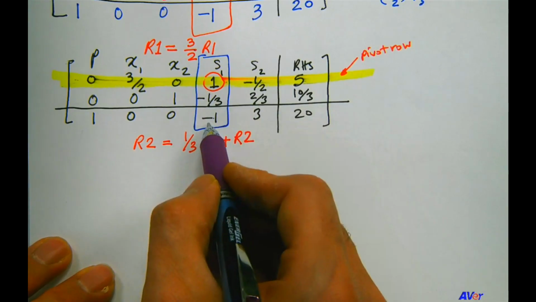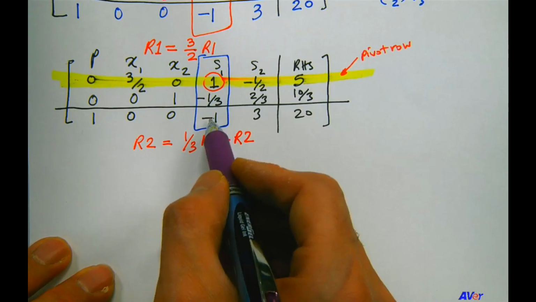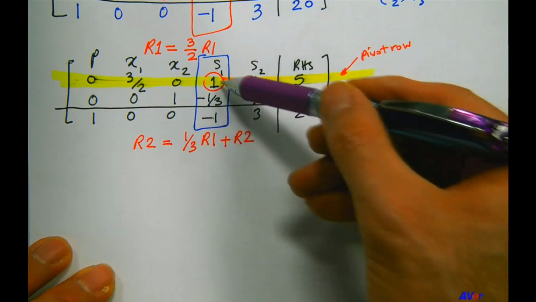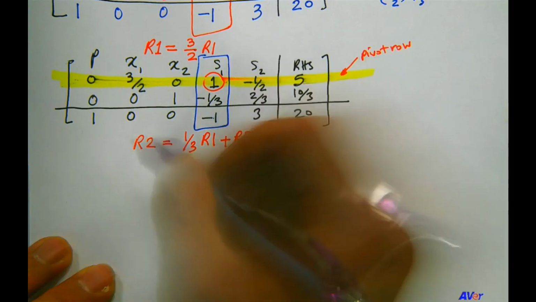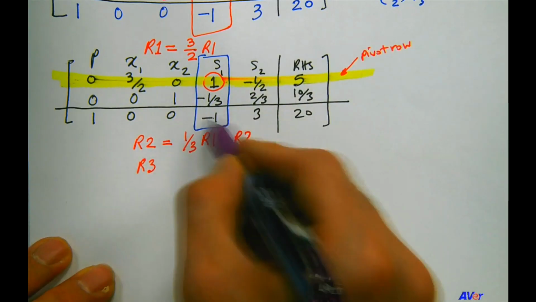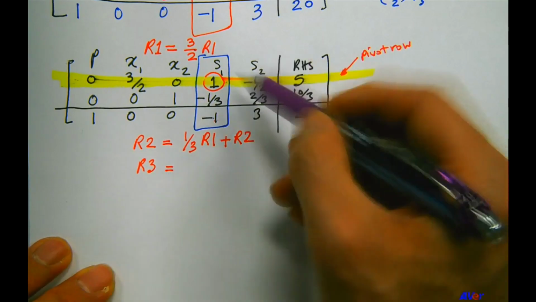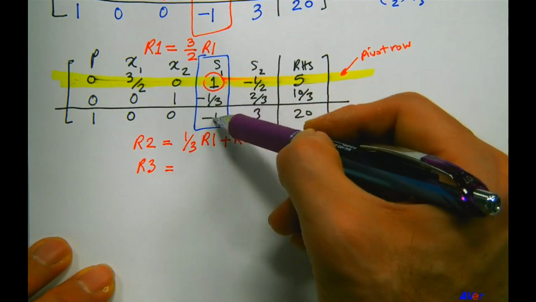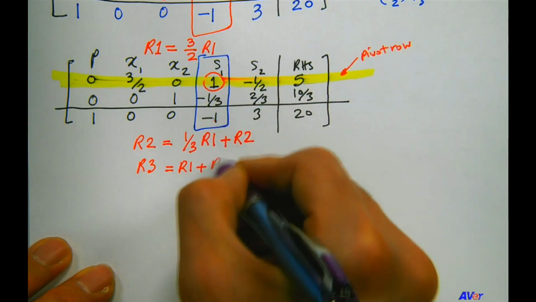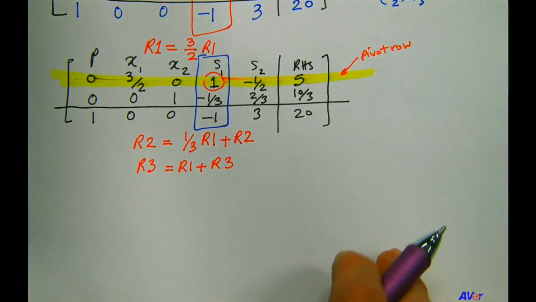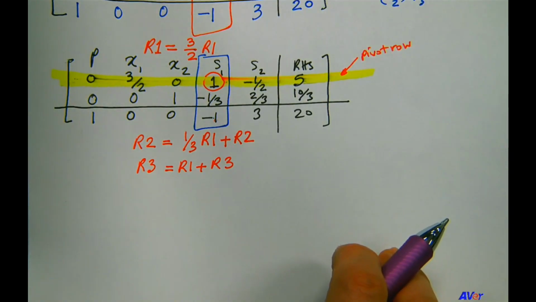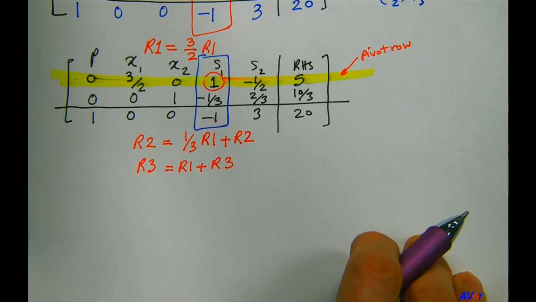How about this minus 1? Well, that's an easy row operation, right? Because in the pivot row, we got a 1. All we need is to add a positive 1 to this, and we're going to get it to be 0. So row 3, which is where this negative 1 is, equals row 1 plus row 3. Okay, I hope this matches what you have on your paper. If it does, wonderful. That means you're making wonderful progress toward mastering this procedure.